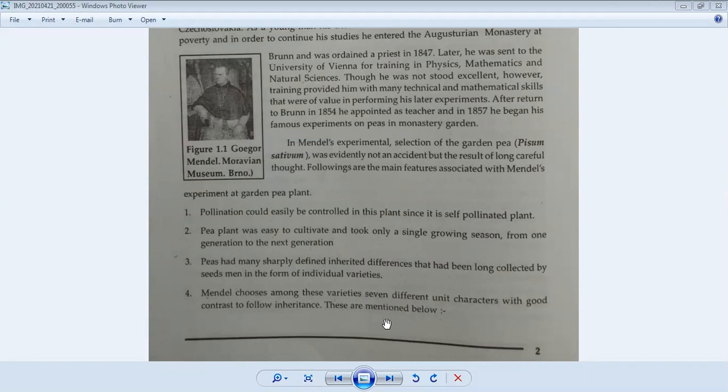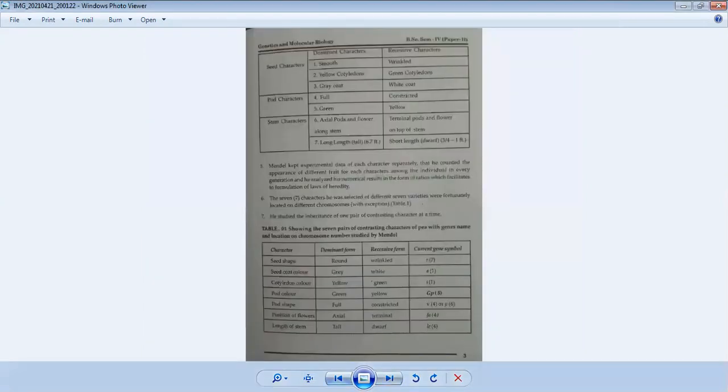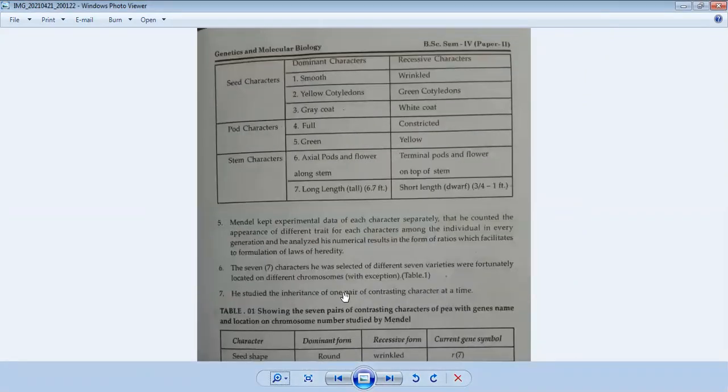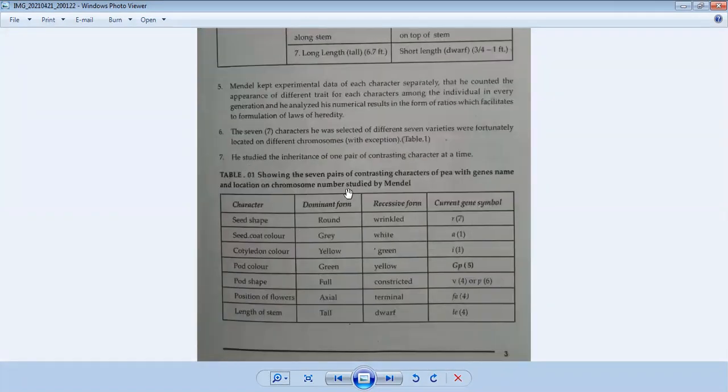These are mentioned below. Means from this pea plant, Mendel selected 7 contrasting characters. Contrasting means opposite characters, to perform his famous hybridization experiment. मेंडल ने फिर इसमें से 7 different characteristics select किए थे. These 7 different characteristics are helpful to perform Mendel's famous hybridization experiment. Now some of the characteristics are like the seed character, pod character, stem character, and here is a table showing the 7 pairs of contrasting characters of the pea plant with the gene's name and a location on the chromosome number studied by Mendel.